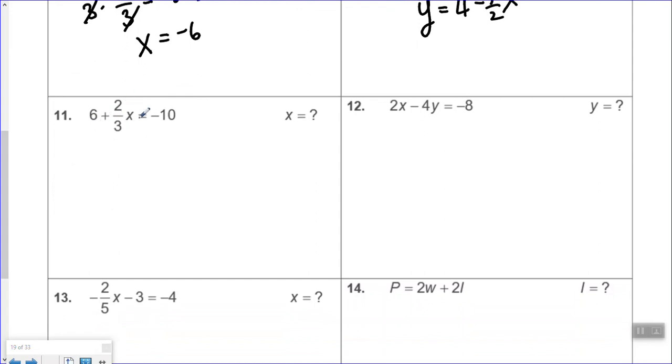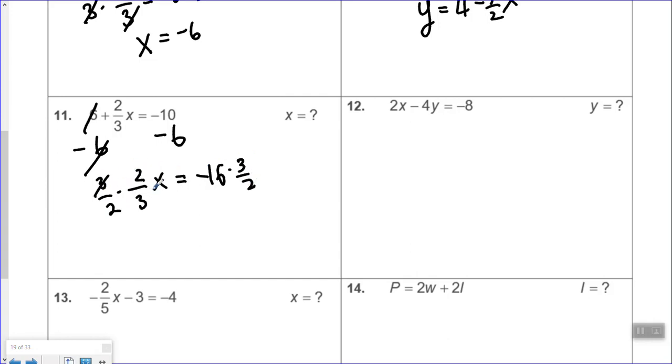6 plus 2 over 3 x equals -10. You are solving for x. Subtract 6 on both sides. 6 is cancelled. 2 over 3 x equals -10 minus 6 is -16. Okay, to get rid of this fraction, you can multiply by its reciprocal, 3 over 2. So the reciprocals will cancel each other, so you are left with x on the left side. And -16 times 3 divided by 2, put in your calculator, it will give you -24.